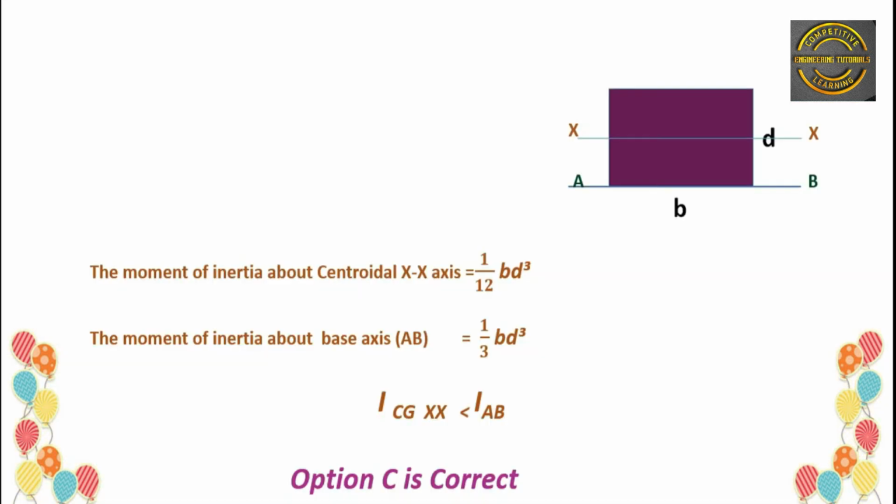Here this one is the explanation. Let us consider a rectangle of length b and depth d. The moment of inertia about centroidal x-axis is equal to 1 by 12 into bd cube. The moment of inertia about the base axis AB is equal to 1 by 3 into bd cube. So here moment of inertia about the centroidal axis is less than the moment of inertia about the base axis AB. So finally option C is correct.